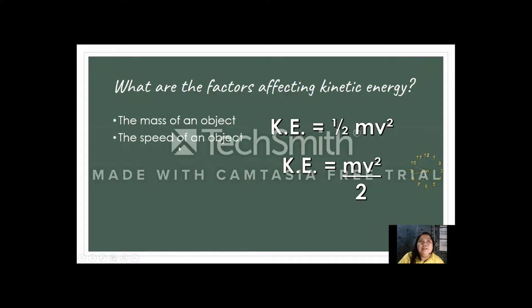So for example, we have a car and a bike. Which of the following has more kinetic energy? When we look at the objects, the car has more mass than the bicycle, right? Therefore, the car has more kinetic energy. And when the two objects start to move, the car has more speed. Okay? It will run faster than the bicycle. Therefore, the car has more kinetic energy than the bicycle.